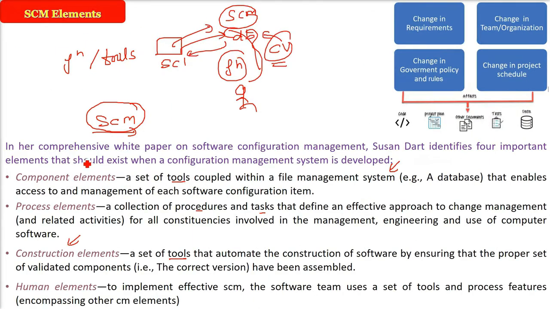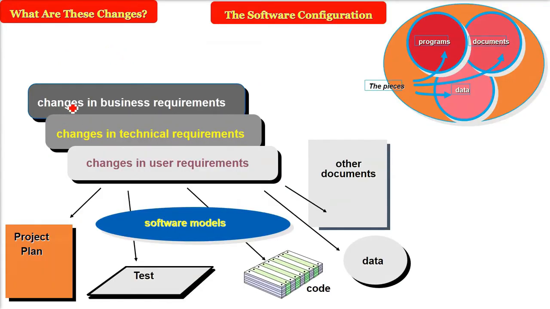I'll show you with the diagram also. Changes in the business requirement, in technical requirement, in user requirement. So we need to see that these changes propagate to the project plan, test, code, data, other documents. So we have the programs, documents, data, and they need change. Whenever these changes are there, they need to be properly managed in order to keep up with them, and everyone should know where we are.